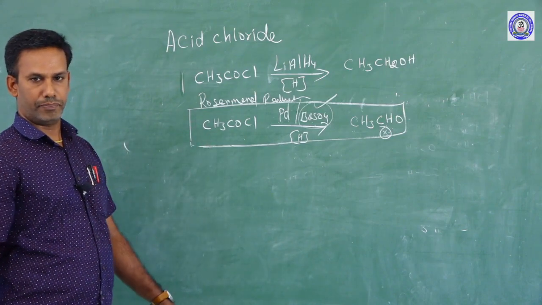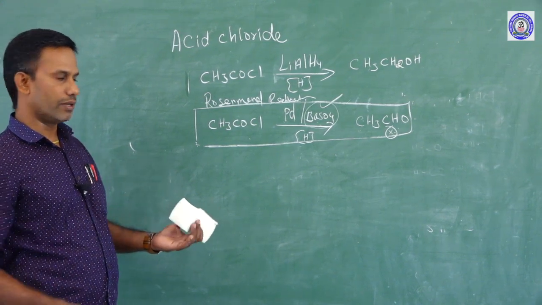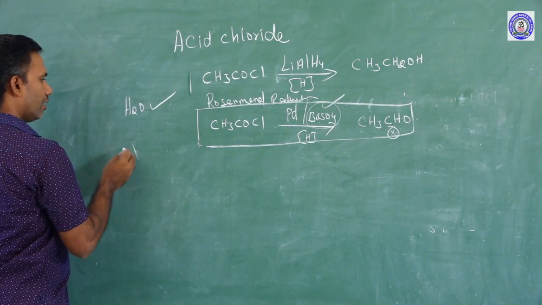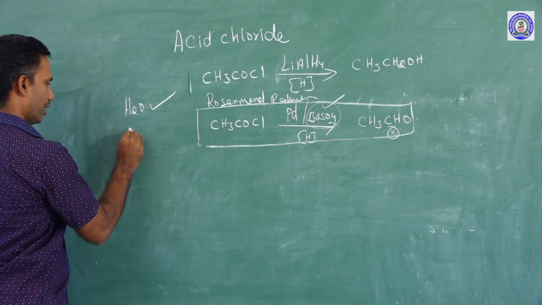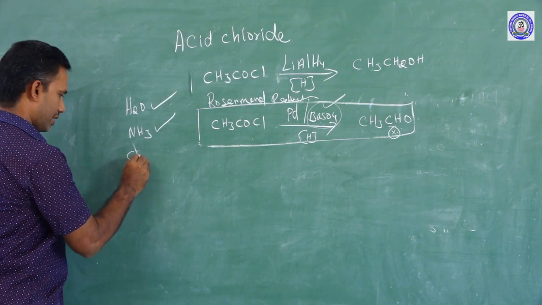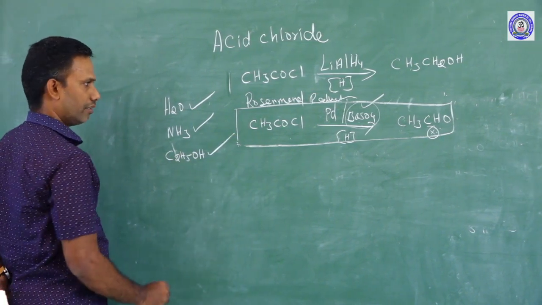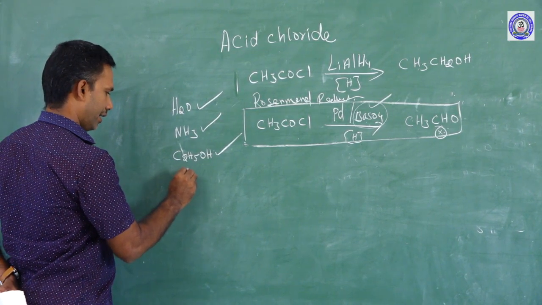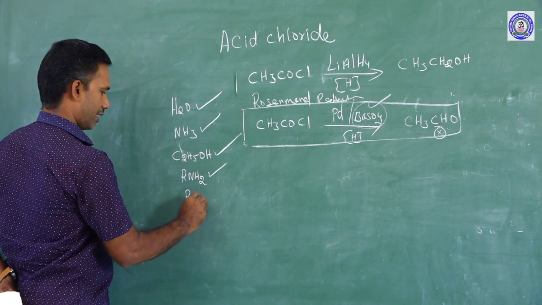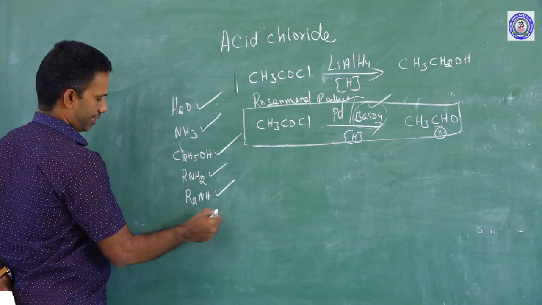That's all about the properties of acid chloride. We have seen what the properties of acid chloride are. First of all, hydrolysis, that is treatment with water. Then treatment with ammonia, that is called ammonolysis. Then treatment with alcohol, that is called esterification. Finally, treatment with primary and secondary amines we have seen. At last, the reduction process.